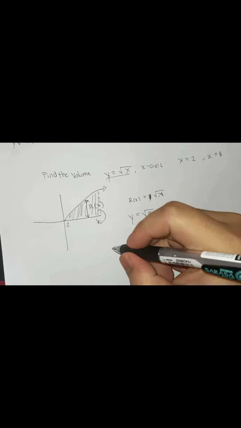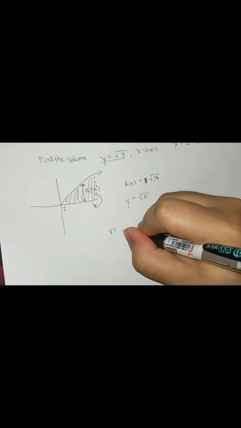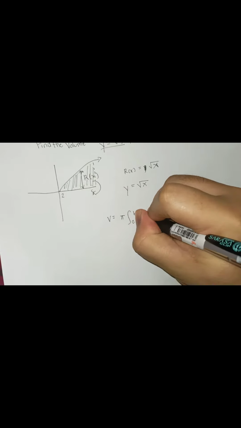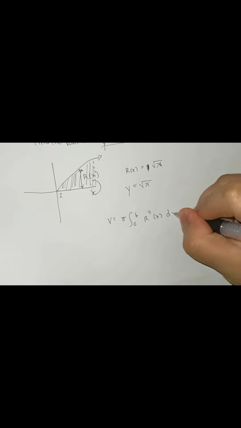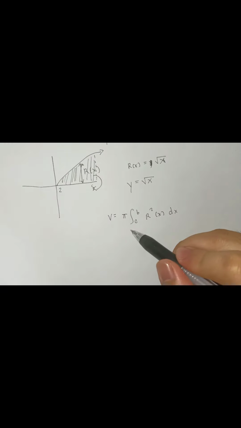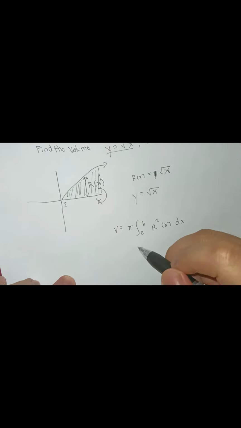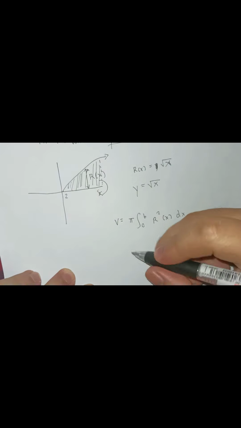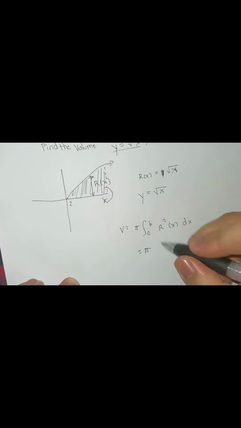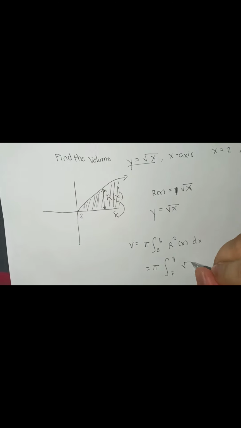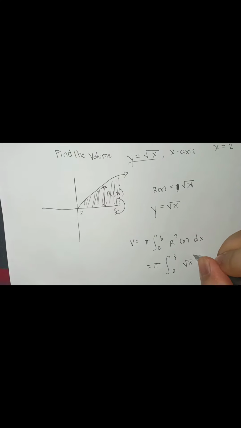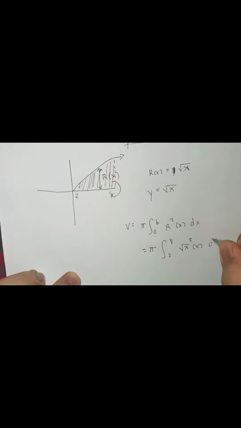So now we're going to solve for the equation of volume. The equation is volume equals pi times the integral from a to b of r squared of x dx. As you can see, this is the equation, so we just substitute it, and that will become pi times the integral from 2 to 8. Instead of r here, this is square root of x, squared, dx.